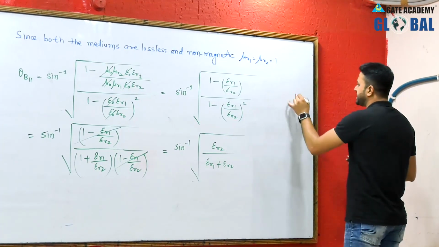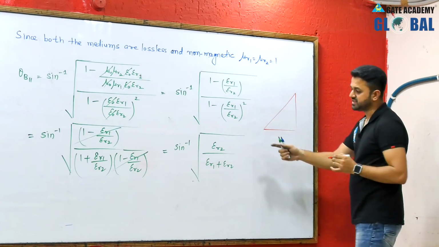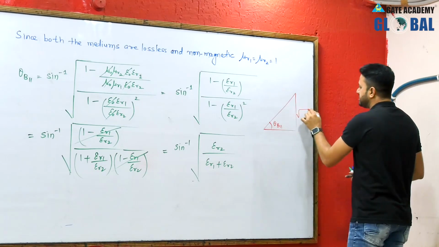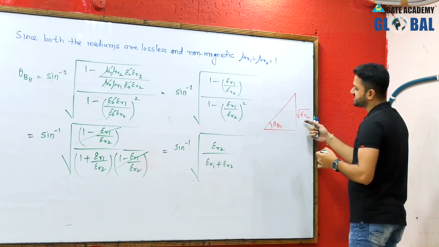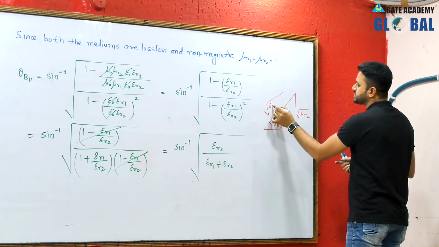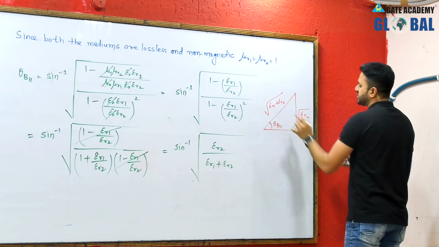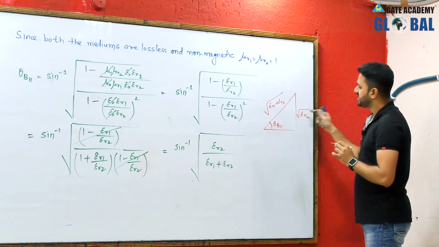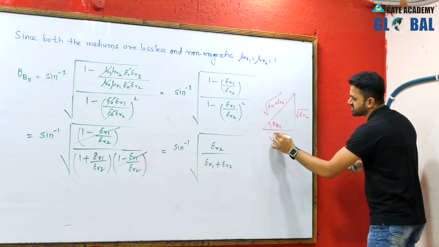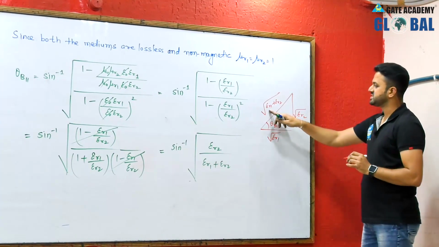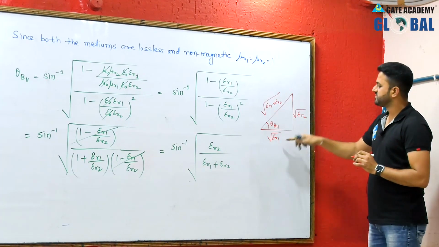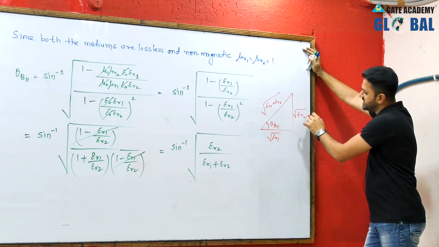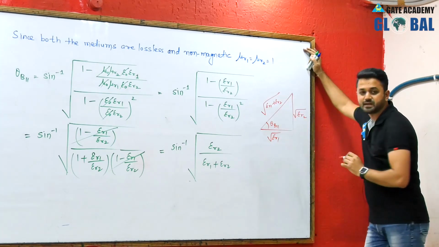So, because this is a sine, if I represent this in a right angle triangle, this would be epsilon r2 and this would be epsilon r1 plus epsilon r2, because sin theta b is equal to height upon hypotenuse. So, what would be this value? This value would be epsilon r1, because it is hypotenuse square minus this square. If you square it, you will get epsilon r1 plus epsilon r2 minus epsilon r2, which will get cancelled, and you will get epsilon r1.